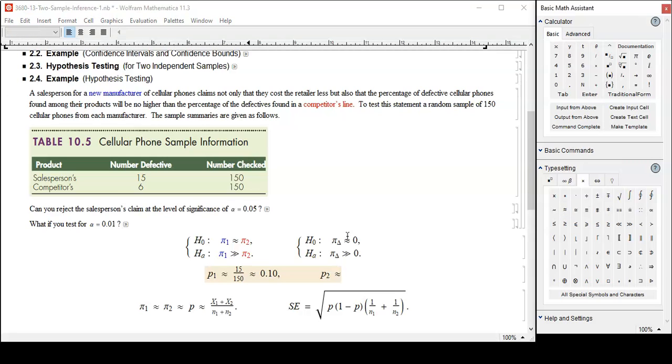And then the competitors, 6 out of 150. Let's see, 2 out of 50 is 0.04, excuse me. So that's from the new manufacturer. And this is coming from the competitor. Okay, all right.